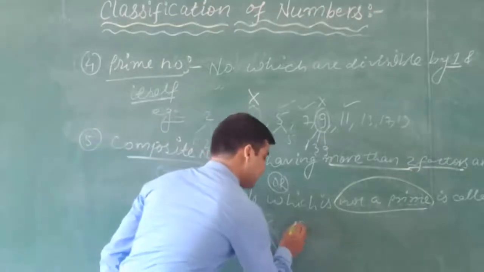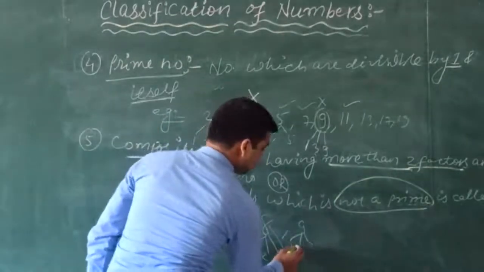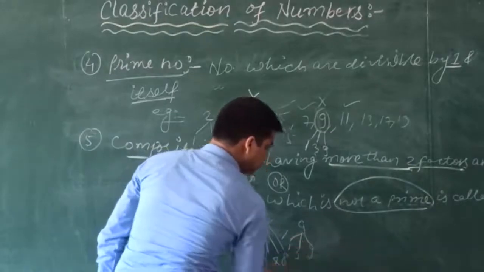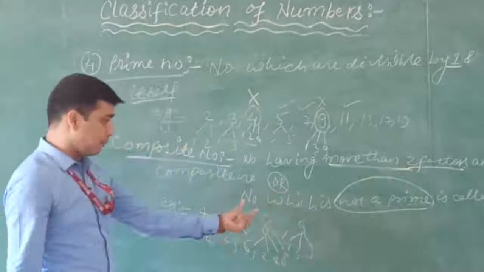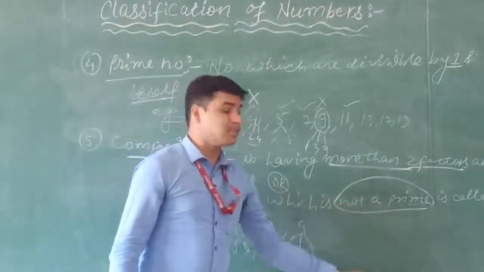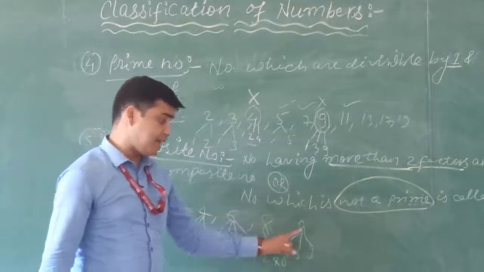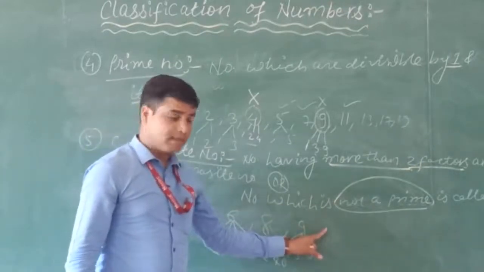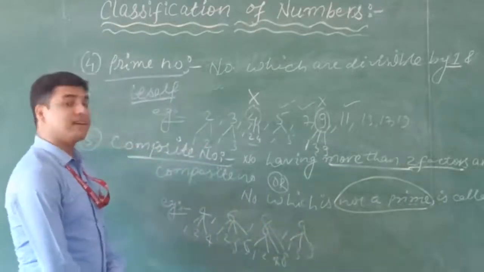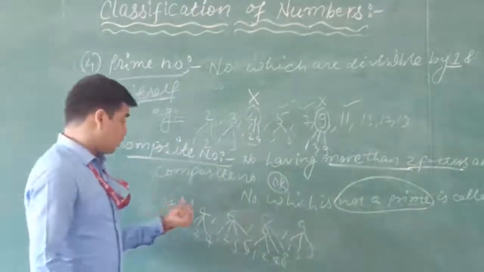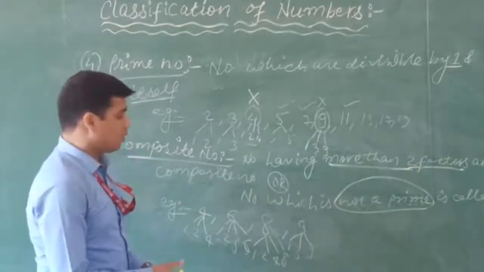9 is a composite. Yes, 9 is a composite. Why? This 9 is divisible by 1, by 3, and by 9. So more than 2 factors. That's why this is composite number. Or you can say in a simple word, number which is not a prime is called composite. See, 4 is not a prime, 6 is not a prime, 8 is not a prime, 9 is not a prime, 12 is not a prime, 16 is not a prime, 15 is not a prime. The number which is not a prime, that is called composite number. Okay, one more thing here. One is composite? No, one is neither prime nor composite number. Okay, we will discuss later.